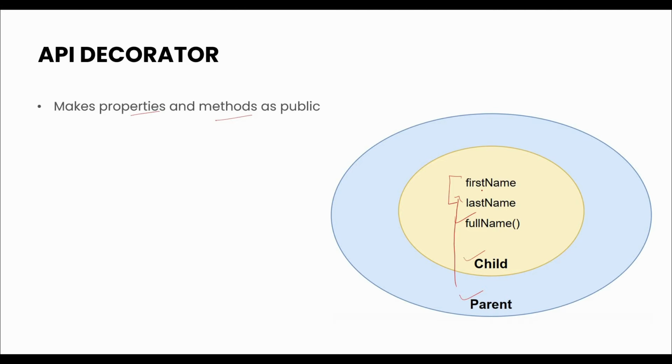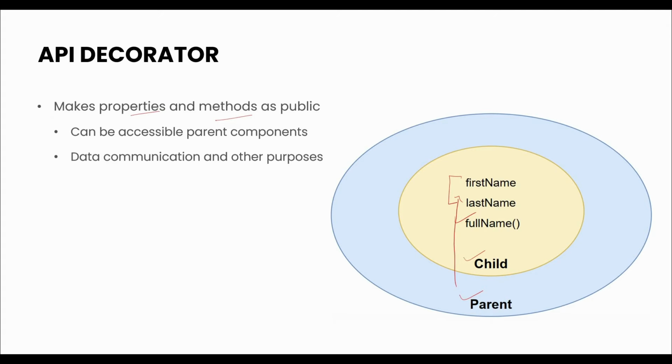Now to access these properties in the parent component or to set value from the parent component, we have to make them public, and for that we have to use the API decorator. Okay, so in a nutshell we can say the API decorator helps to expose properties or methods to outside of the current component for data communication and for other purposes. Alright, now let me show you how to use the API decorator with examples.